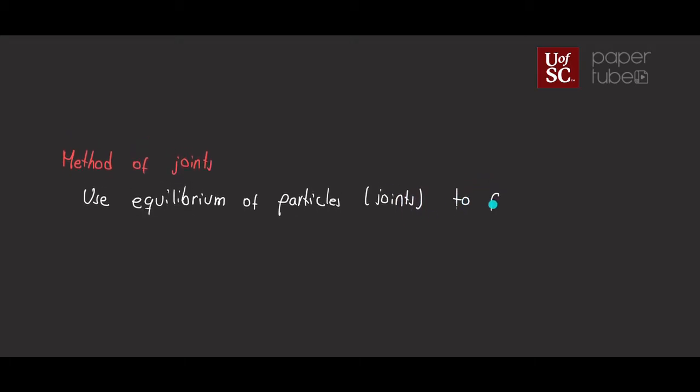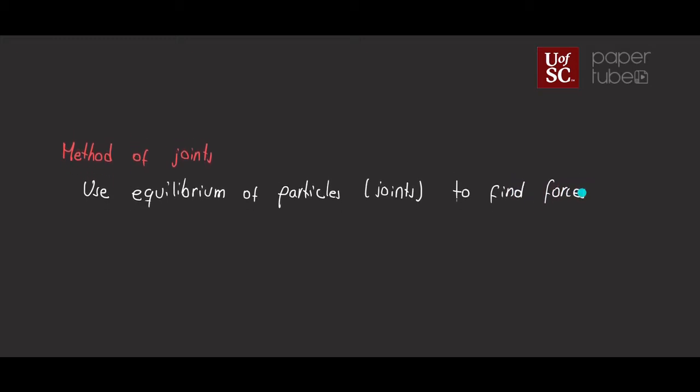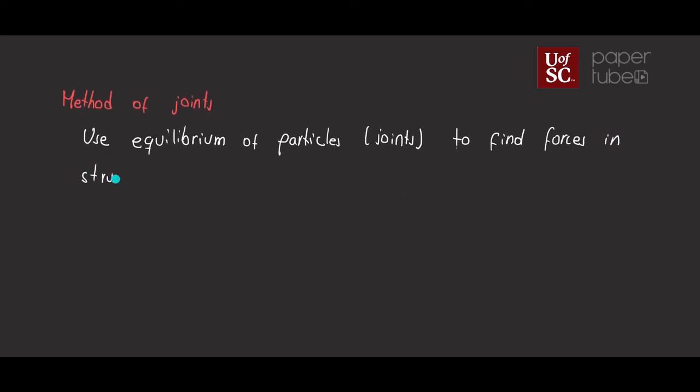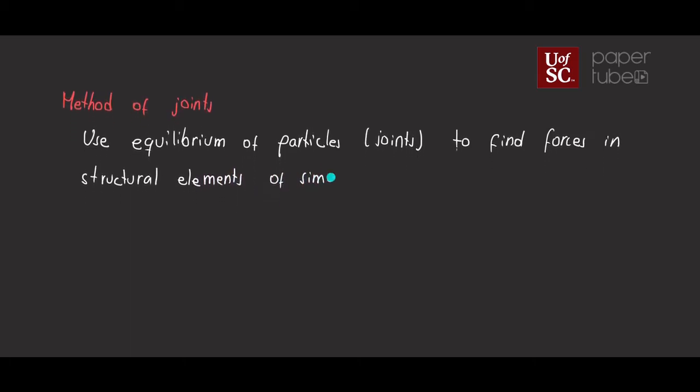So the first thing I want to do is show you the main idea, the main concepts, and then we're going to go straight into an example. So for the method of joints, the main idea is as follows. As I said, the goal is to use equilibrium of a particle, and in this case the joints, to find forces in elements, in structural elements, right? And in particular of simple trusses.